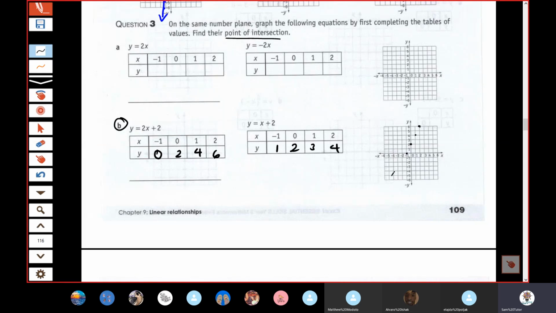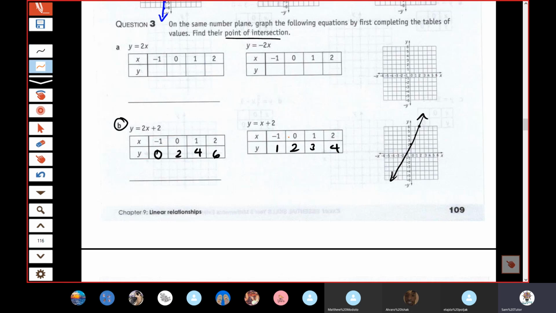Can you draw a line? Better than my lines, like he keeps saying. Something like that. And then, next one.